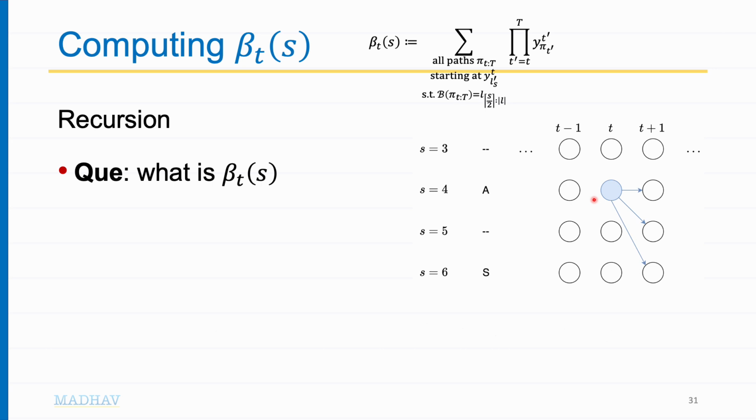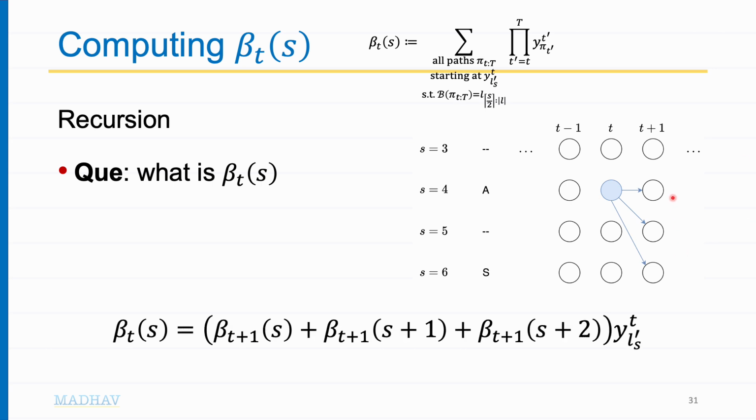Yeah, very good. So basically you take this path, multiply it with y t L dash S, which is the output here or the softmax output at this node, and take this path, multiply with y, take this path, multiply with y. So sum over all three, that is your beta. Right? This is the general case.